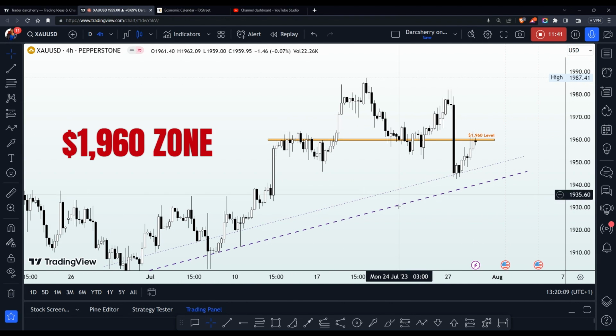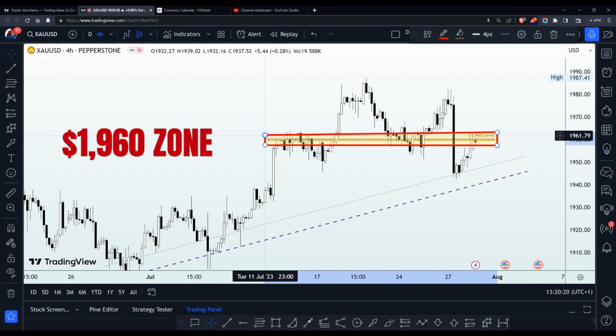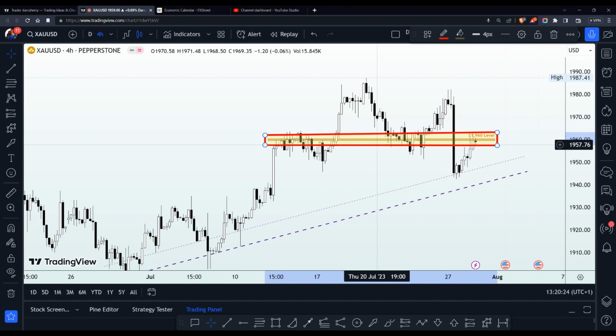Well, to help us guide our trading activity for this week, I was able to spot a key level at the 1960, which of course has been a major determinant of price action since the second week of this month. Now, with this level here, I'm going to be using this as my yardstick to guide trading activity for this week.